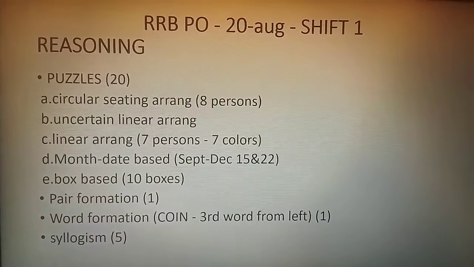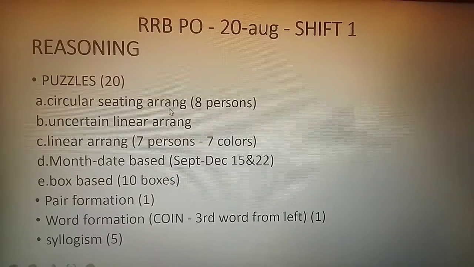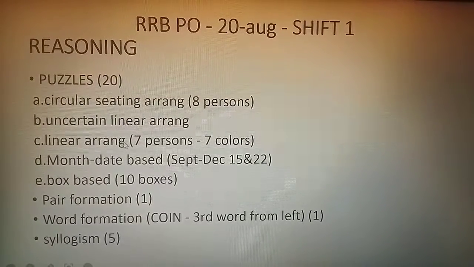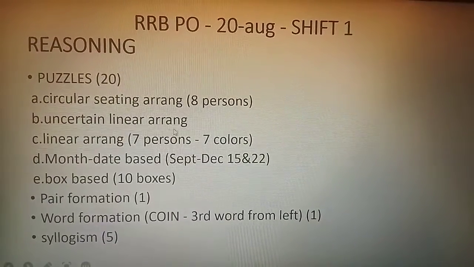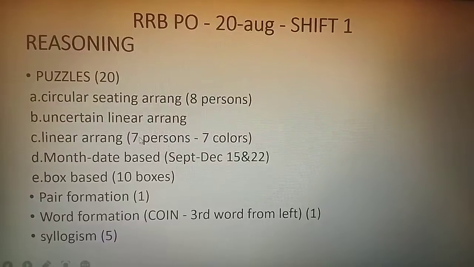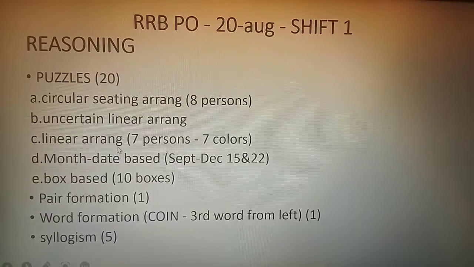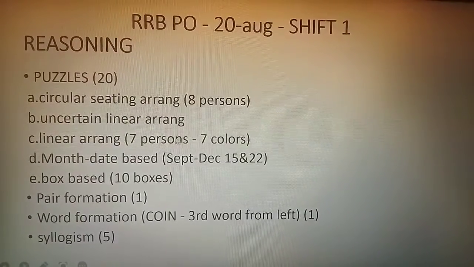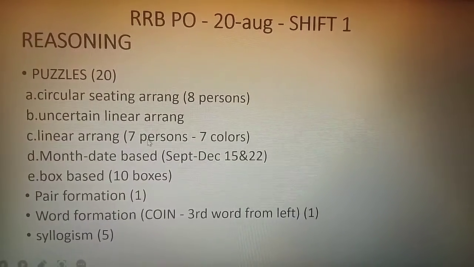The 5 puzzles are: the first one was a circular seating arrangement which had 8 persons, 4 of them facing inside and the other 4 facing outside. The other one was an uncertain linear arrangement. I think around 19 persons were sitting in a row and all of them were facing north. The third one was a linear arrangement wherein they had 7 persons and each person liked one color. This was a bit tricky to solve, and I took more time on this puzzle.